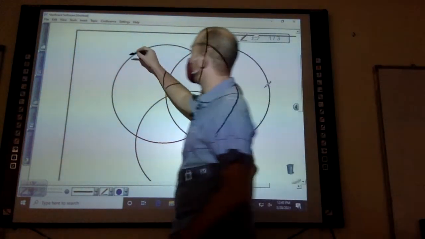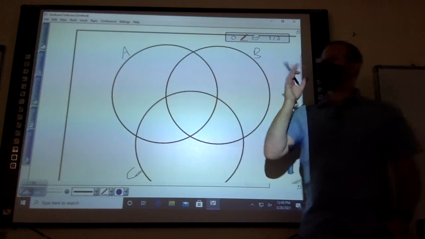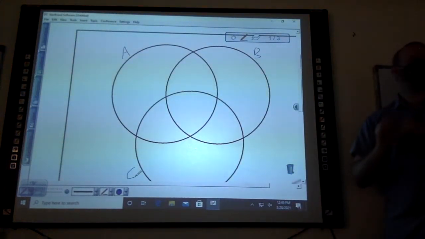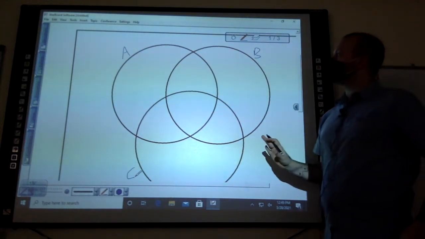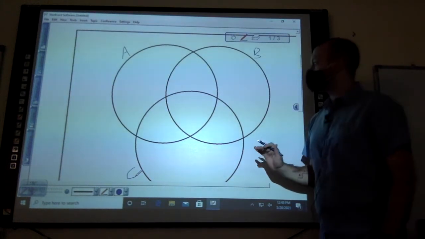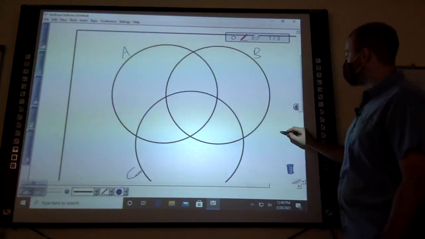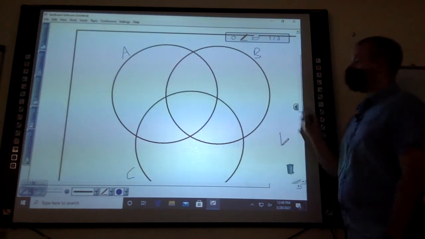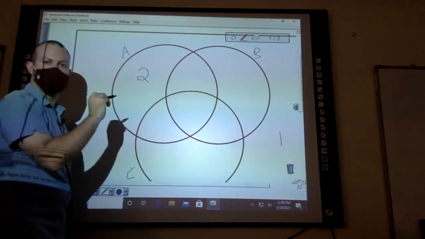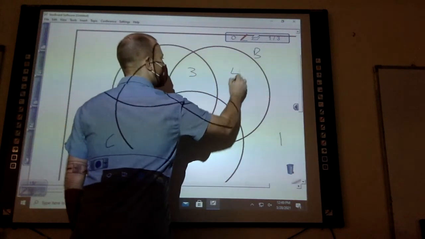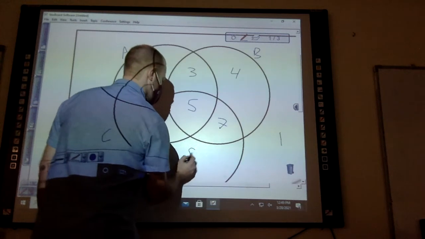So let's label some of these. Let's call them A, B, and C. We don't care what each of these are, we're just going to put A, B, and C. And I'm going to label each section the same way I did in my notes. One is the outside region. Two is this section here. Then 3, 4, 5, 6, 7, 8.